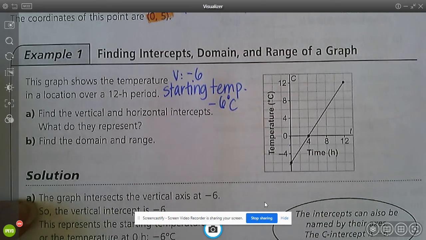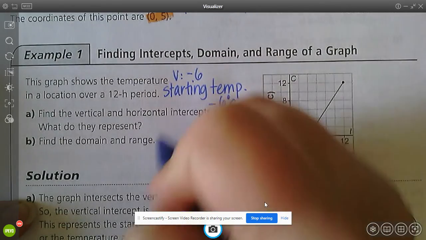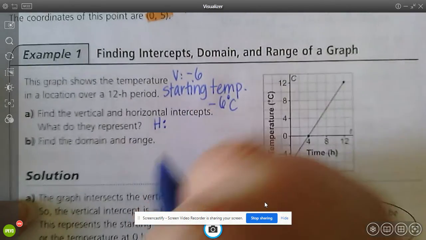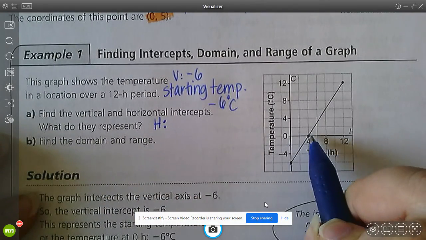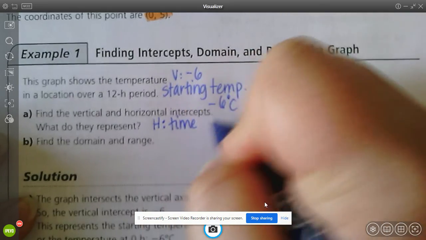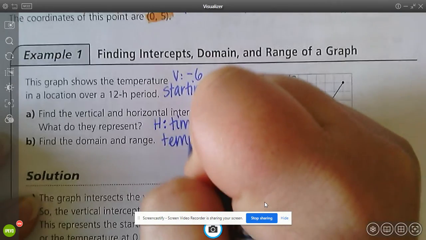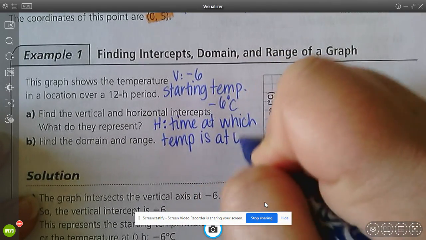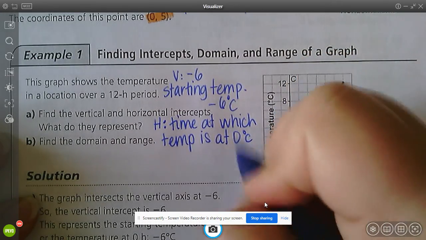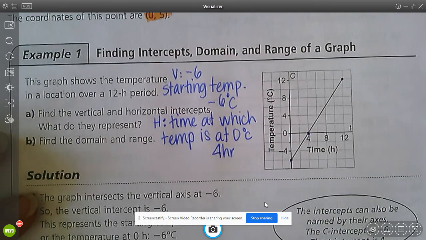Now they want to know what our horizontal intercept is. So where does the line cross the x-axis, the horizontal line? If we look right here, the line is crossing at 4. So I'm going to use H for horizontal. What that's telling us is when the temperature reaches 0. So the time at which the temperature is at 0 degrees Celsius, and we can tell from this graph that time is 4 hours. Okay, so that's what we can tell from those two intercepts.